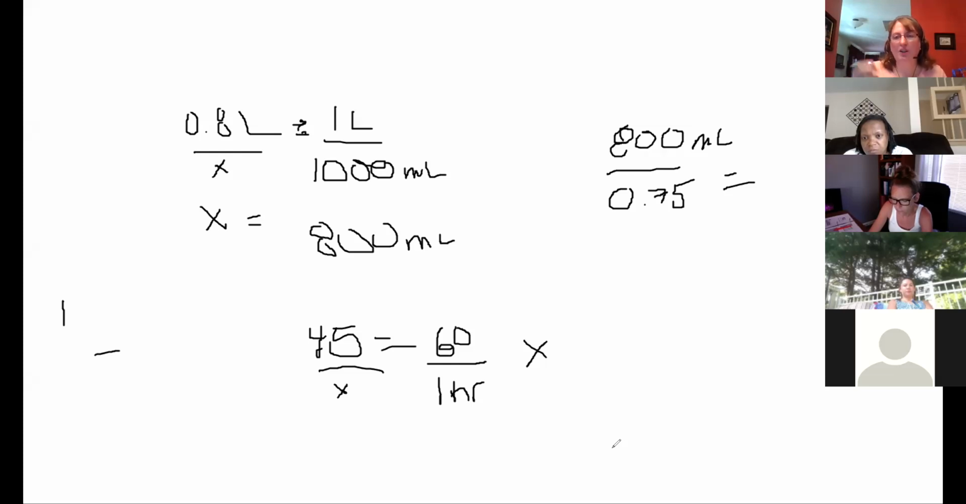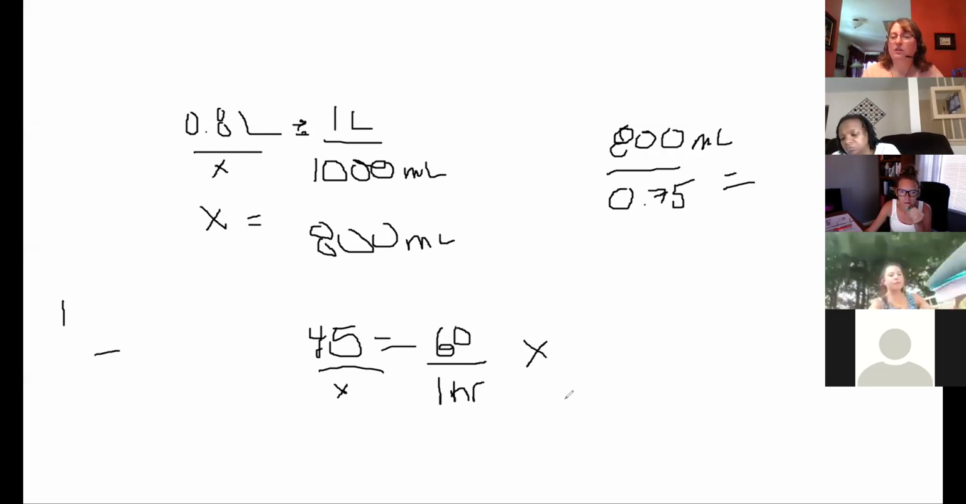Yeah, if I had an actual pencil and paper, it'd be way easier. This is really hard for me to write like this. But yeah, so that's all you do.